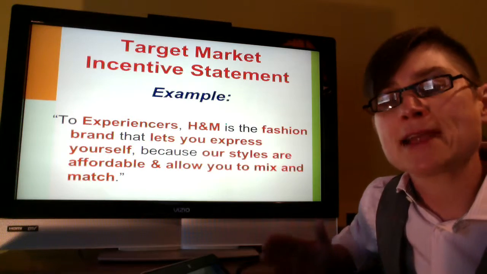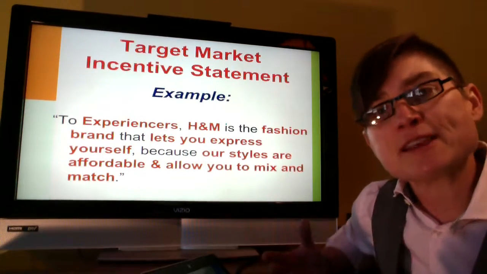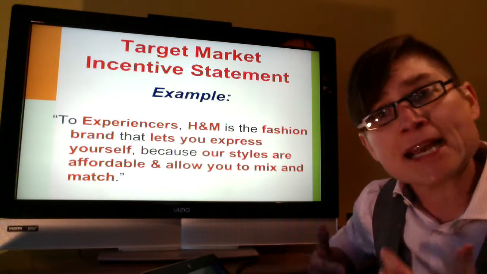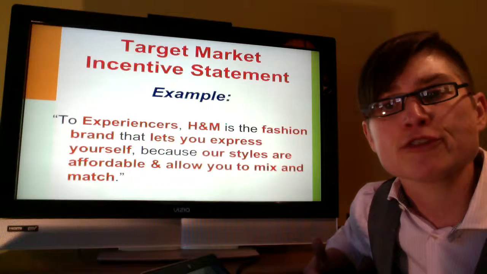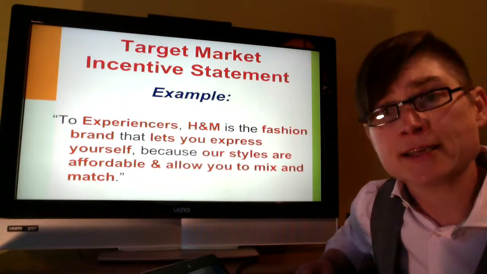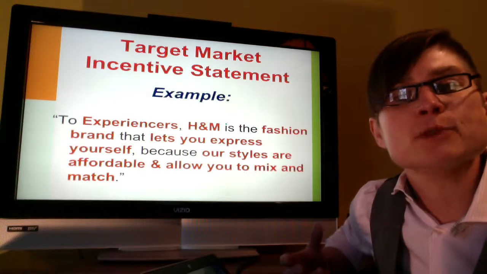Now you can create target market incentive statements for your brands and for specific marketing communication pieces. And I think that you should, because I think that in one little sentence, you can communicate to your creative team really concisely, very clearly, what it is that you're hoping to achieve through this communication piece.